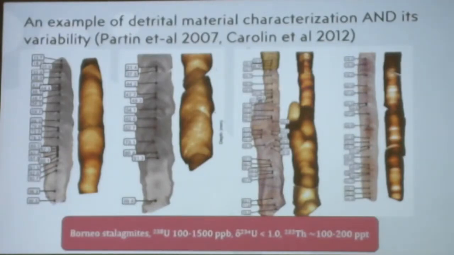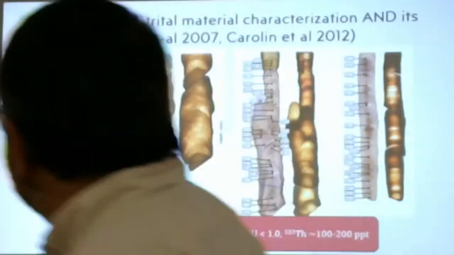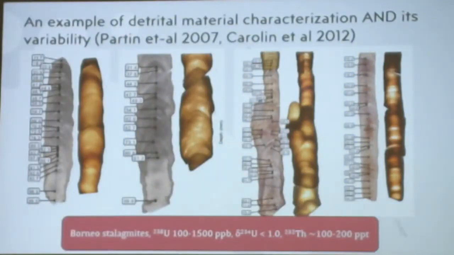This is from Partin 2007, published in Nature, and Carolin 2012, published in Science. These are stalagmites from Borneo, which were dated at Caltech. When you look at the details of this work, it was really a pain to actually date them. But they made a very nice job dating these stalagmites. Why was there a problem? As Kathleen said, and I cannot stress it enough, always look at the supplemental material because there's always very interesting information about the data.